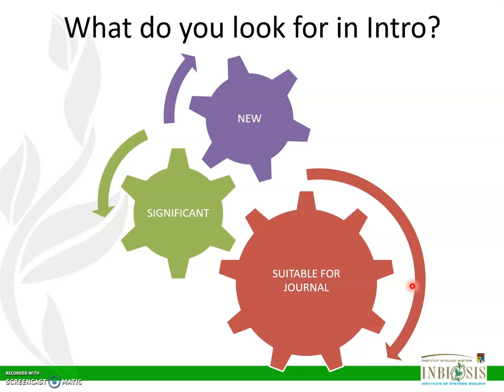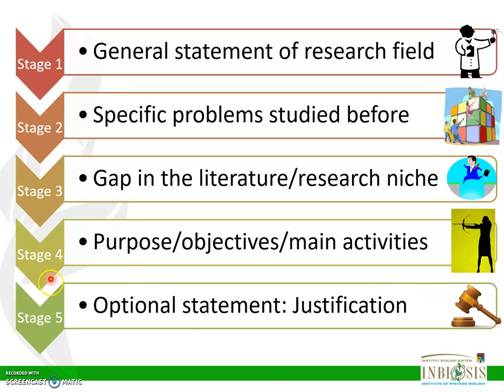In terms of structure, this section has 5 stages. First, we will introduce a general statement about a research field, including what is the big problem in that area. Then, we will describe previous studies that are trying to tackle the problem. Obviously, these studies may not have fully answered the problem yet, and that is why you need to do this research. This will lead you to the third stage, the gap in literature or in your research niche.